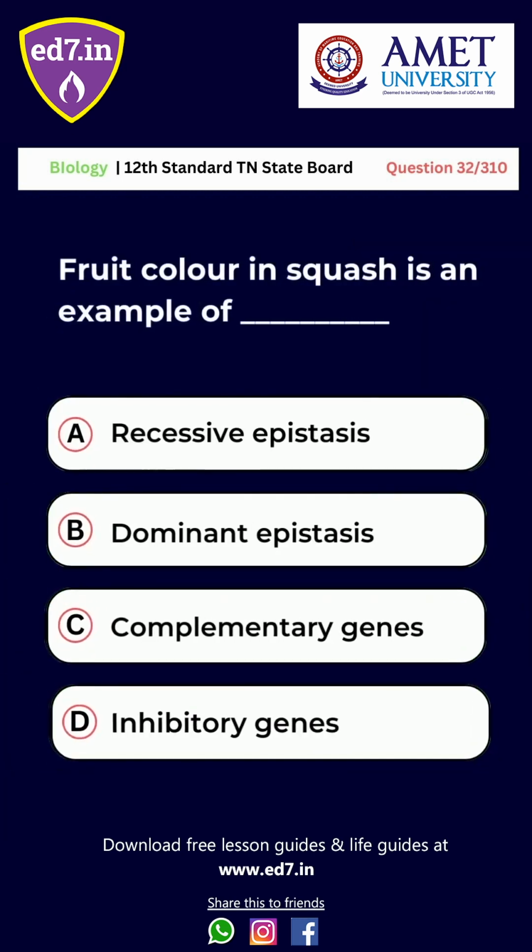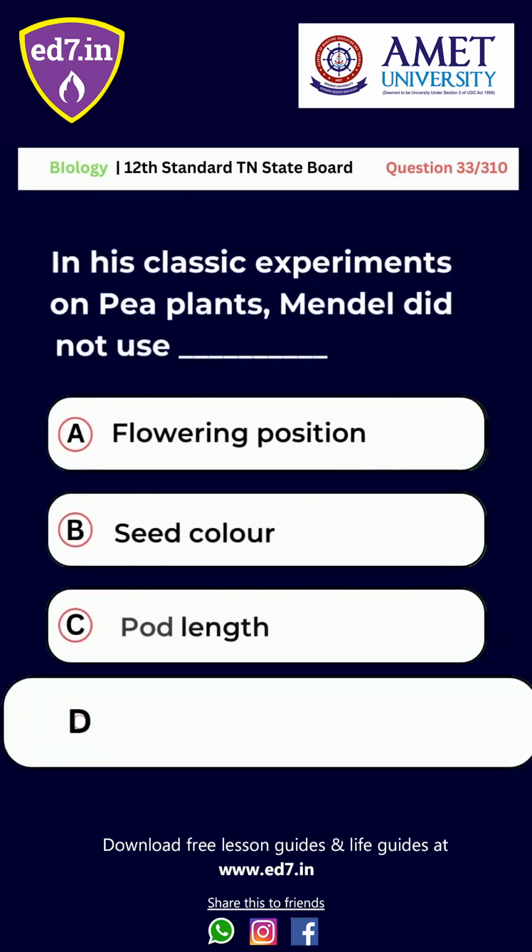Question number 32. Fruit color in squash is an example of A. Recessive epistasis, B. Dominant epistasis, C. Complementary genes, D. Inhibitory genes. And the right answer for this question is option B, Dominant epistasis.